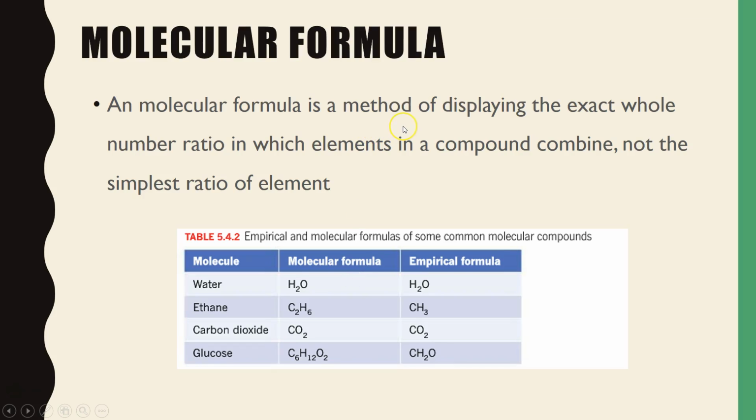Molecular formula. A molecular formula is displaying the exact ratio of elements in that particular compound, and not just the simplest ratio. So here's our empirical formula, H2O. It's the simplest way of writing it, which is also the same as the molecular formula in this case. However, ethane may be written as CH3. That's the simplest way of writing it. The correct way of writing it, or the correct chemical structure, is actually C2H6. Same again for glucose. The simplest way of writing it is CH2O, but it's actually this number of elements in there. So there's a purpose for the molecular formula.